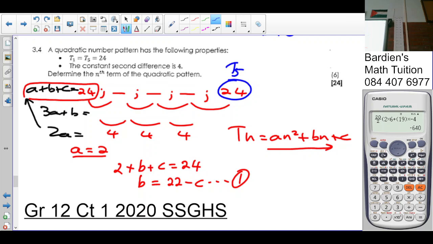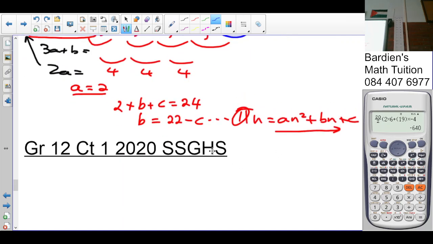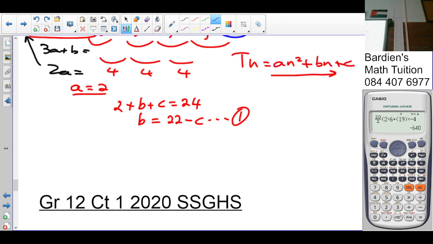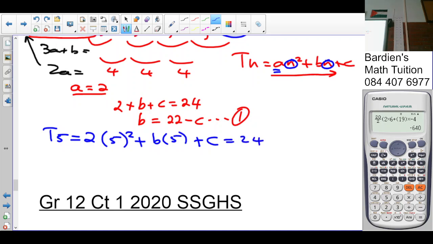Alright. So, taking that in mind, we go with term 5. With that information, we say T5 is equal to, so, if I see an n with a 5, and what is a? A is 2. So, it's going to be 2 times 5 squared plus b times 5 plus c. And what is term 5 equal to? Term 5 is equal to 24. So 5 squared is 25 times 2 is 50. We take that over, becomes 5b plus c is equal to negative 26. That's equation 2.